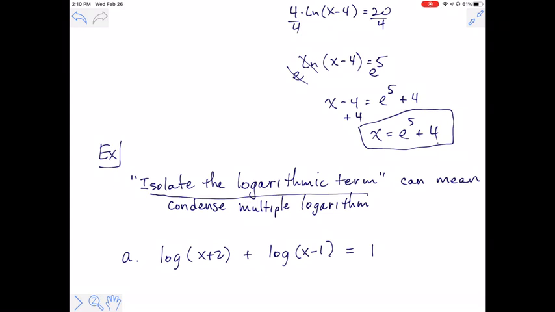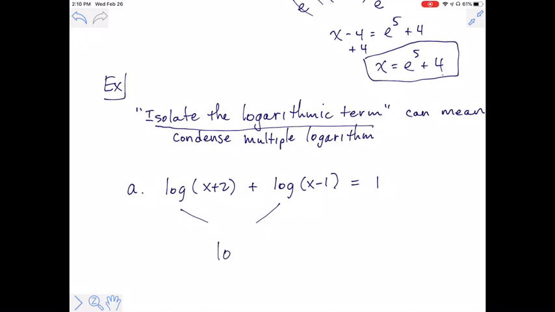So step 1, isolate the logarithmic term. In this case it means, instead of dividing by things on both sides or adding or subtracting things on both sides, it's actually condensing these 2 logarithms into one single logarithm. And since there's an addition symbol between the two, this would be an example of the product rule that we saw in 4.4, where the x plus 2 and x minus 1 are going to multiply.